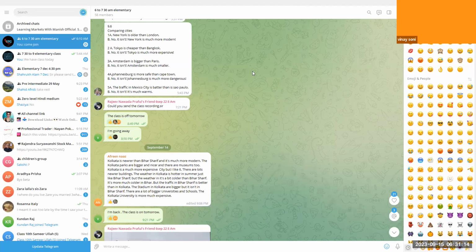The weather in Kolkata is hotter in summer, just like Bihar Sharif. But the weather in winter is a bit colder than Bihar Sharif. Okay. You need to make a few changes here, Siti. It's much colder, because you have unnecessarily used the word more. It's much colder in Bihar Sharif.